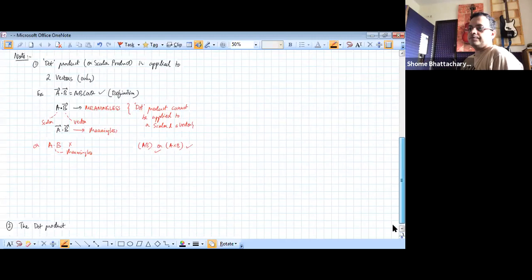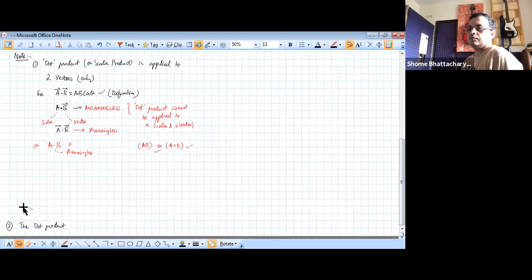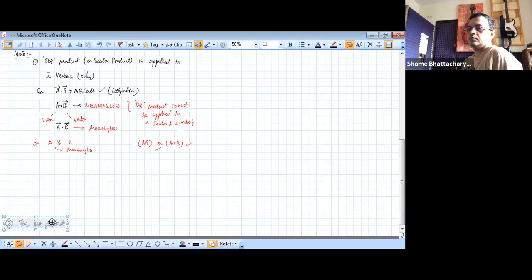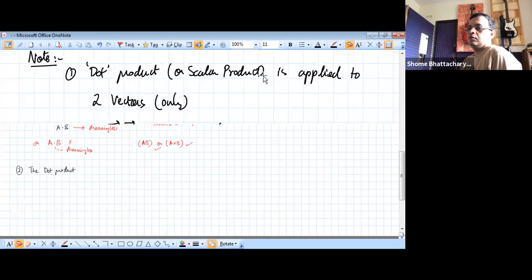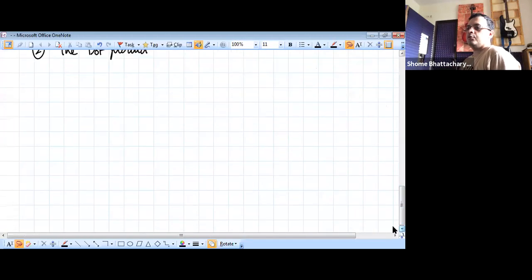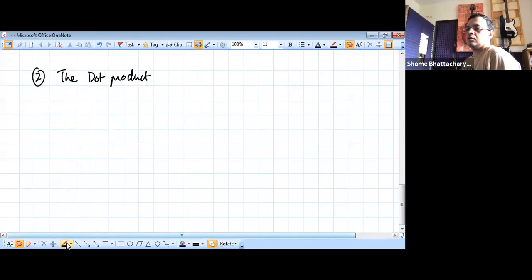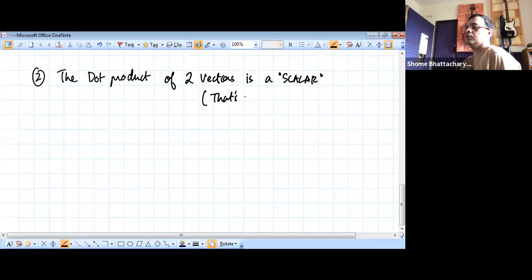Okay, now next point. So the dot product of two vectors is a scalar quantity. Okay. That's why it is called scalar product, because it gives us a scalar quantity.